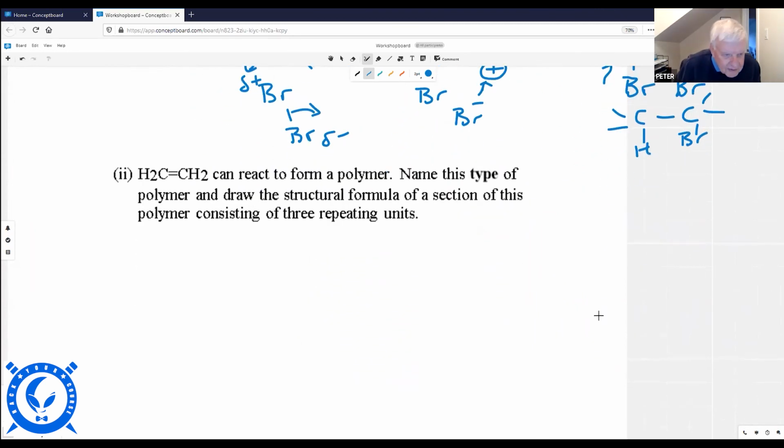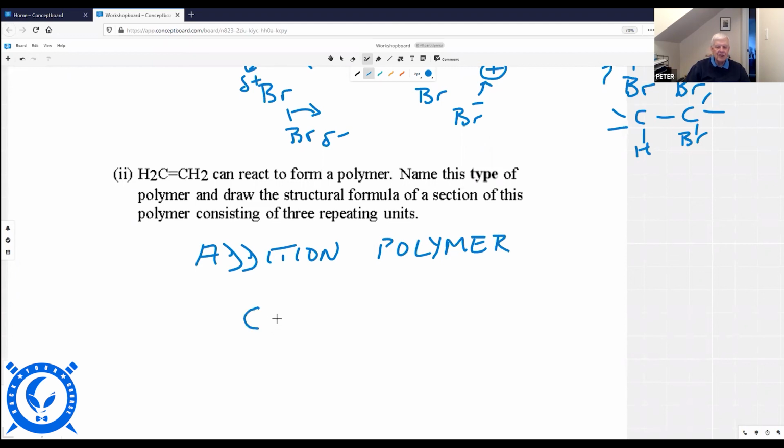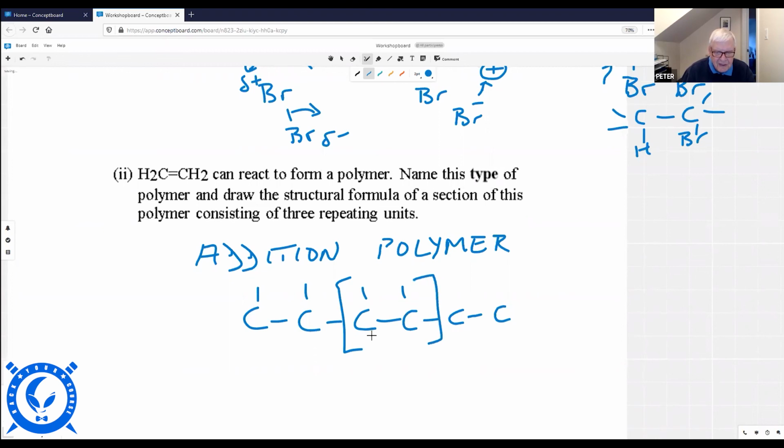So here they tell you that ethylene, ethene, I have to be careful using my common names here, can react to form a polymer. Name this type of polymer. The key point here is that this is essentially an addition polymer, in which the units simply add. You break the double bond and you simply link up, and they keep adding. So this would be the repeating unit, and you can write it as n. And then you would just have CH2 groups going on ad infinitum.